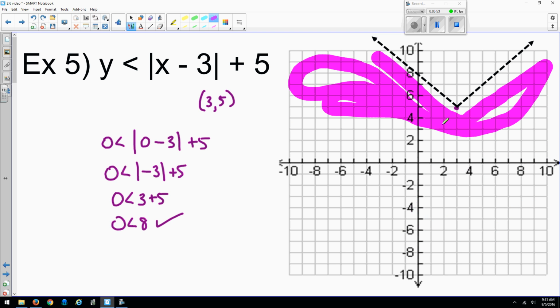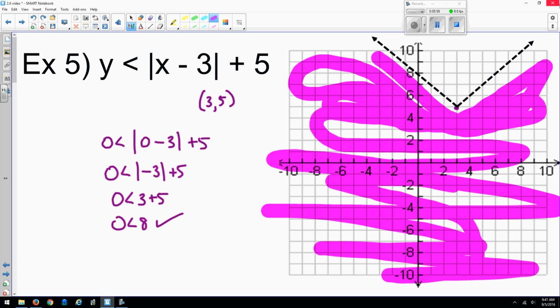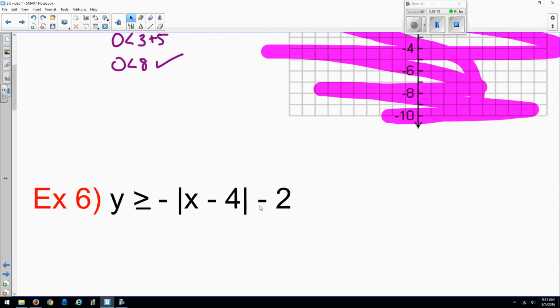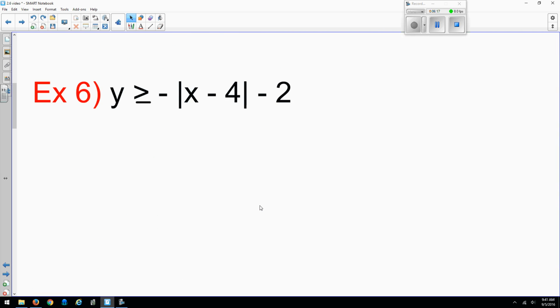You get the idea. So if you're shading with your pen or pencil, you can just do something like that to show that it's shaded in this part. So I want you guys to go ahead and try this one, and we will certainly talk more about this in class.